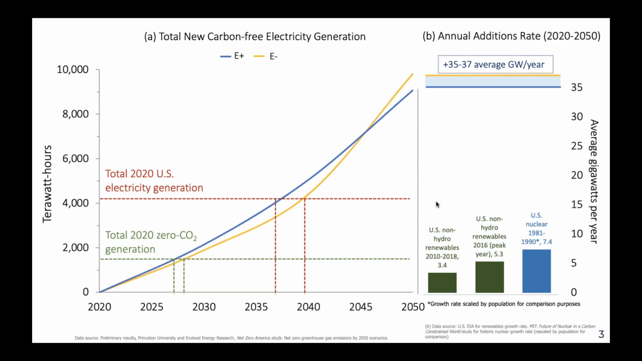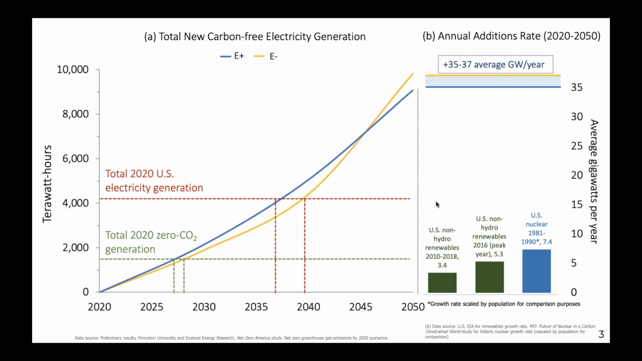If we look at other low carbon sources and we adjust across time for changes in US population to try to normalize these comparisons, and we look at the sustained rate of US nuclear expansion, the fastest decade of expansion was 1981 to 1990, when the US brought online an average of 7.4 average gigawatts per year.